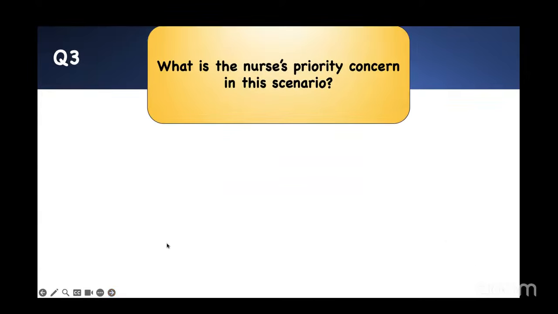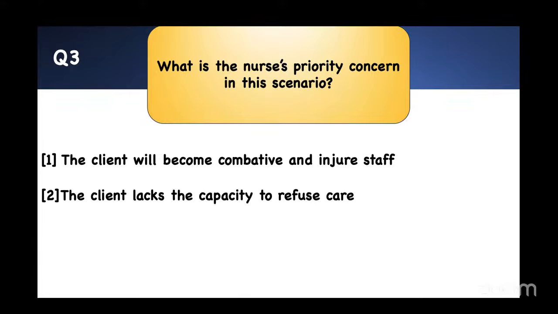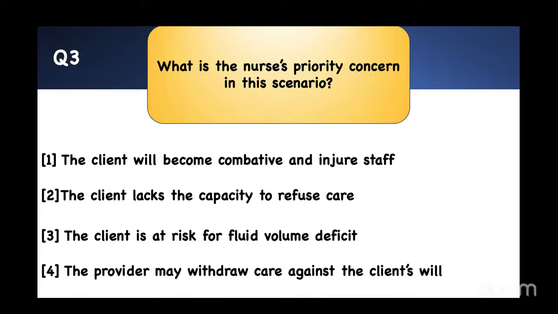What is the next priority concern? If you are in that situation taking care of this patient who has Alzheimer's, is dehydrated, and has an infiltrated IV, we need to put in another IV. But the patient said, I want to go home. Ethical dilemma. What would you do? What is your decision? The client will become combative and injure staff. Is this what the nurse is worried about? The client lacks the capacity to refuse care. Is this what the nurse should prioritize? The client is at risk for fluid volume deficit. Is this what she should prioritize in this situation? The provider may withdraw care against the client's will.